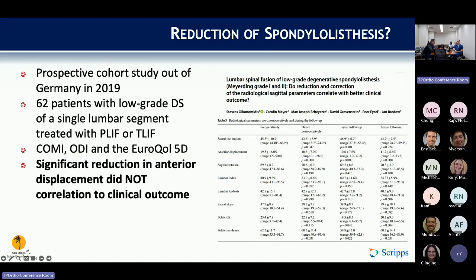And here's another study looking at whether reduction of spondylolisthesis is necessary. This is a prospective cohort study out of Germany from 2019. It looked at 62 patients with low-grade degenerative spondylolisthesis of a single lumbar segment treated with either PLIF or TLIF. They looked at measurements such as the COMI, ODI, and the EuroQol 5D, and they showed that significant reduction in anterior displacement actually did not correlate with clinical outcomes. So it's something to keep in the back of our minds, that perfect reduction oftentimes isn't required for patients to get better.